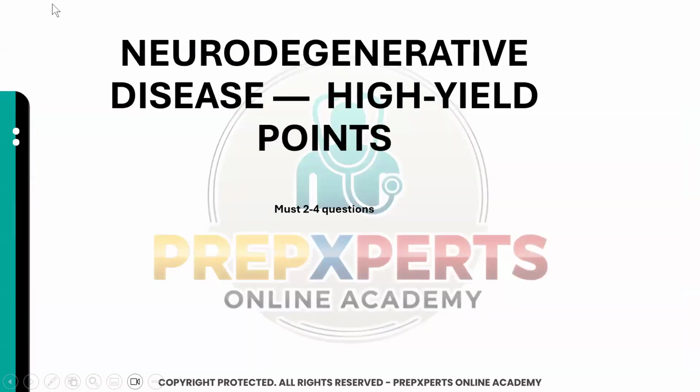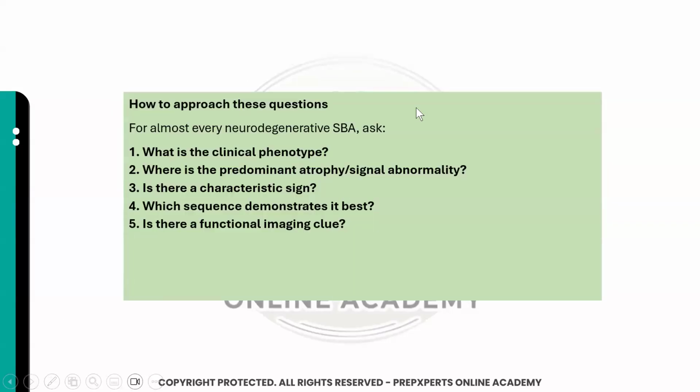Okay, so let's come up to our main topic, which is neurodegenerative disease. We have only 13 diseases to discuss. That is going to take up like 20 minutes. So let's quickly review these. I'll first show you the roadmap, what you need to know about every neurodegenerative disease, because questions are going to be twisted about these concepts. Clinical diagnosis, predominant area involved, characteristic sign if there is any linked to that disease, which sequence demonstrates it best. This is the most seen question. There is also a functional imaging view.